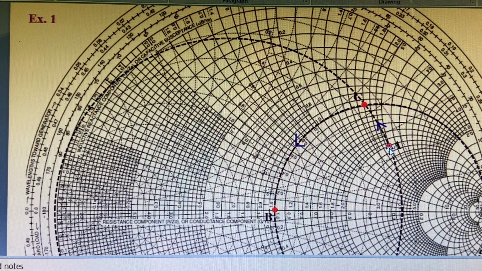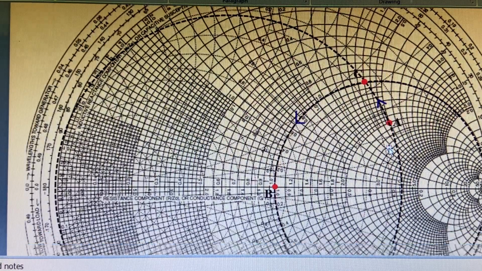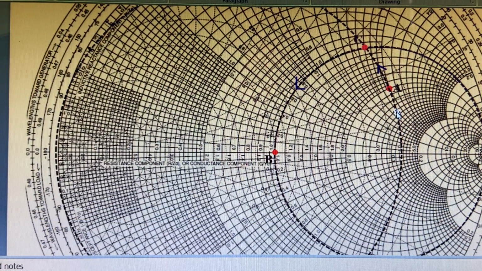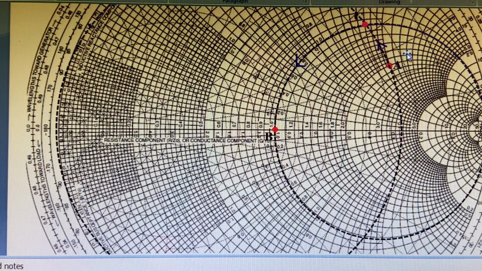The next option is to move over the conductance circle passing through the point A. You can move over this conductance circle in the clockwise direction like this, or in the anti-clockwise direction like this. So by moving from A in the clockwise direction over the conductance circle, we can move like this.